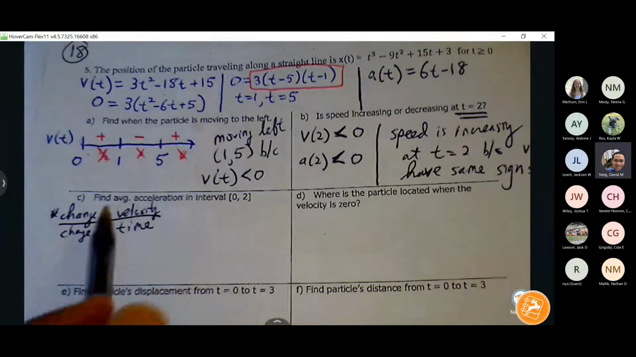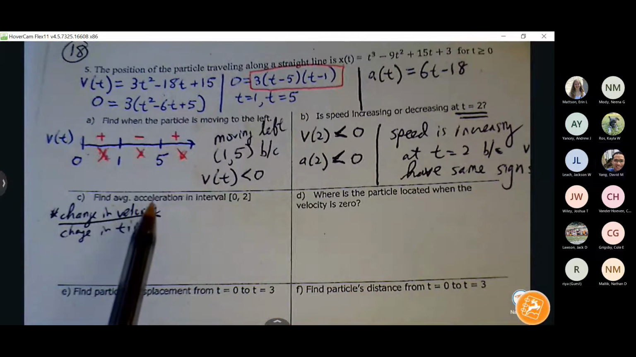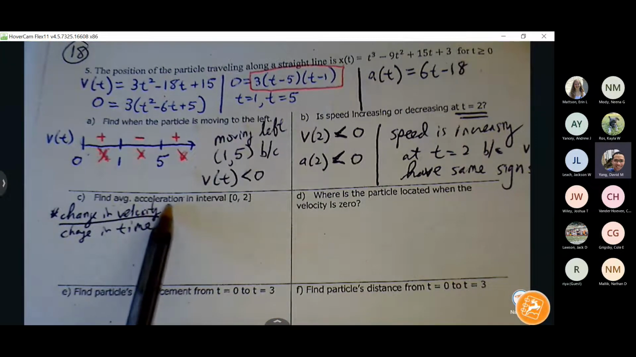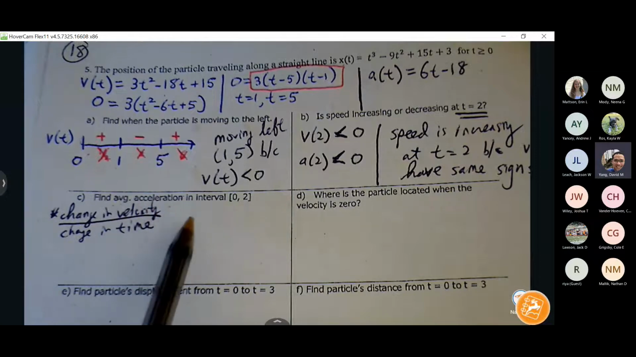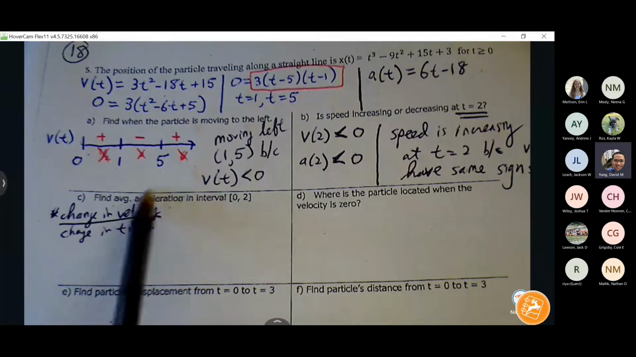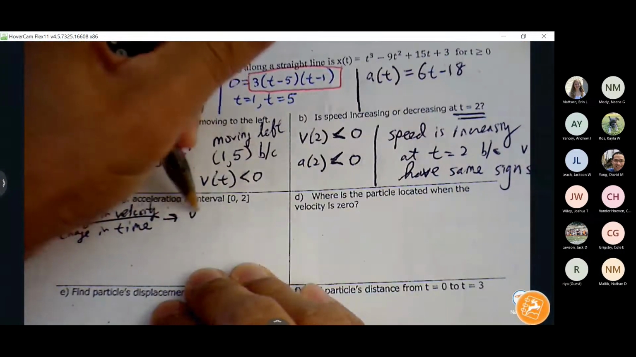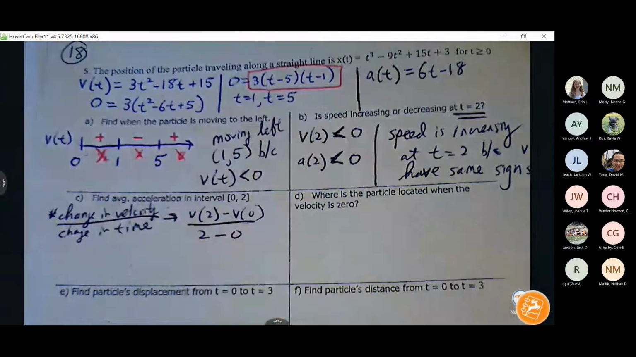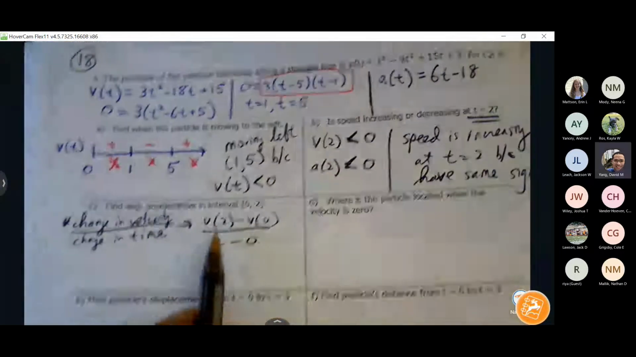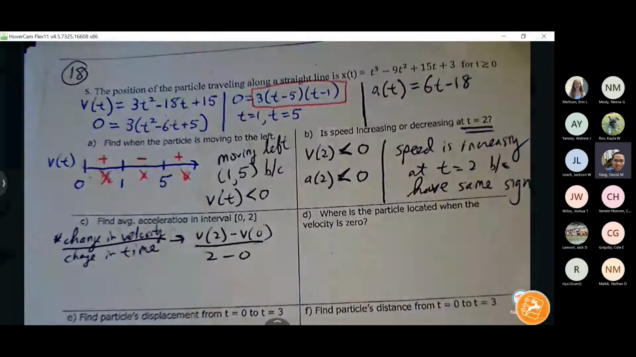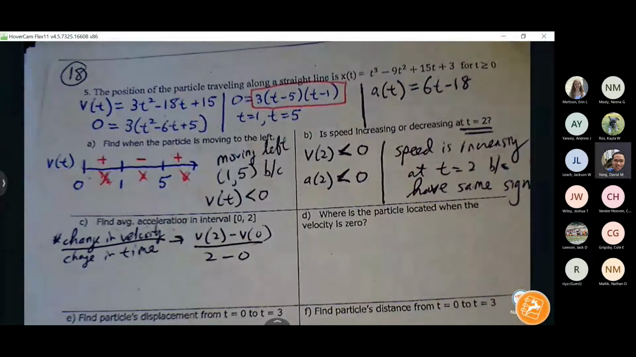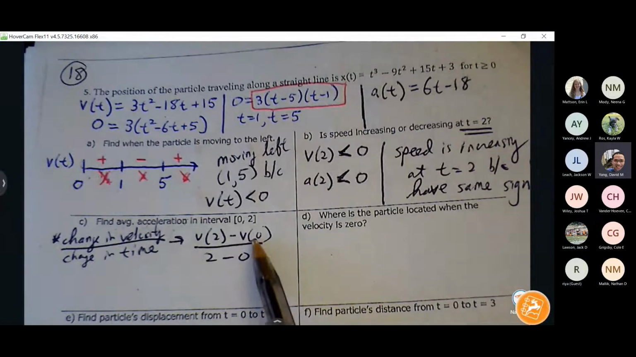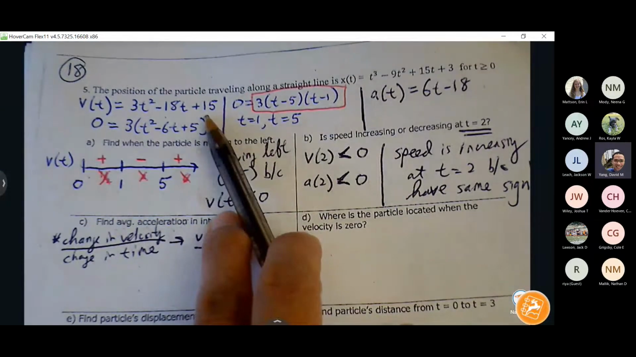Okay. The tendency is students realize that, oh, it's slope, and why not use acceleration? Because I see that word there. So they will do a of 2 minus a of 0 over 2 minus 0. But you're not going to touch acceleration at all. You're just going to involve velocity. So v of 2, insert 2 into the velocity function. You'll get -9. 0 into the velocity function, you'll get 15.